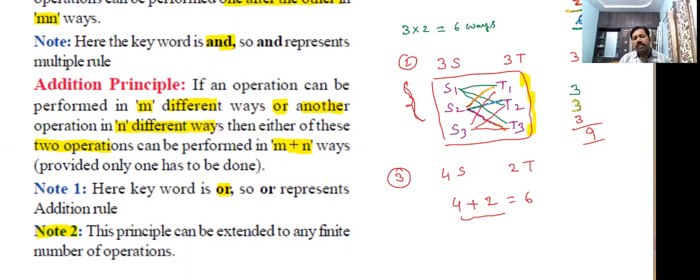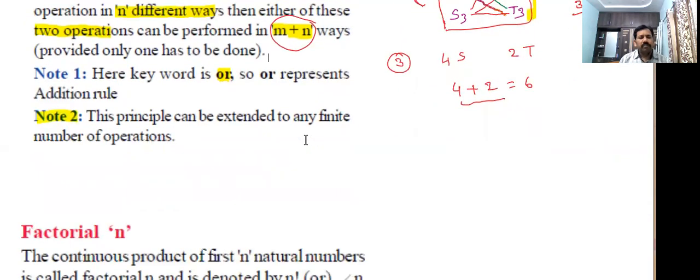But if 100 shirts and 1000 trousers are there, it will take so much time. That's why the formula is given here. Product rule means mn ways. Addition rule means m plus n ways. So here the fundamental principle is very useful. Without the fundamental principle, we cannot solve the problems in permutation and combination.